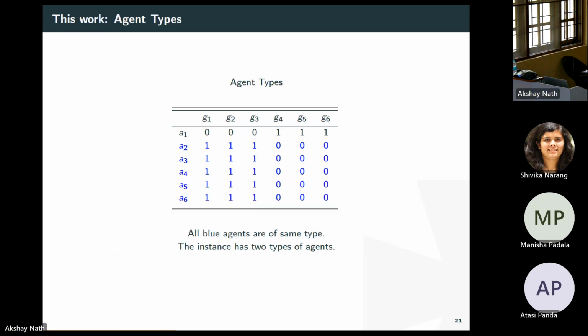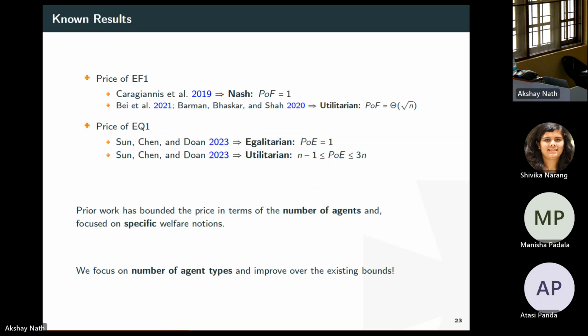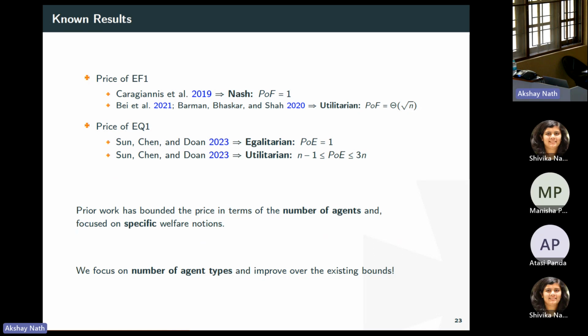Agent types refers to a collection of agents who value all the goods alike. So, for example, in this instance, the number of agents is 6, but there are only 2 types of agents because all the blue agents like everything alike. There can be instances with thousands of agents. You can make these blue agents as large as you want, but the agent types will remain 2. So that's potentially a much smaller parameter than the number of agents. We give essentially tight bounds on the number of agent types, and that improves over the existing bounds.